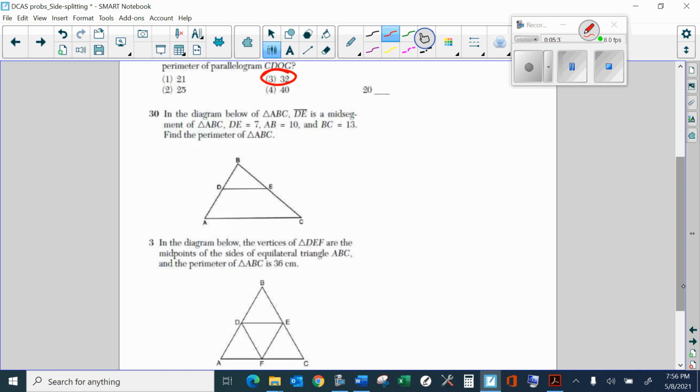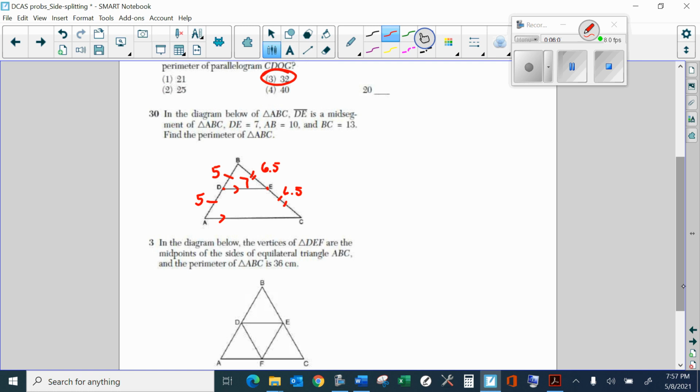All right, in the diagram below, DE is mid-segment. All right, it's called mid-segment, which makes it half and half again. These are midpoints. Therefore, this is parallel to this, and DE is half of AC. DE is 7, AB is 10, so it makes it 5 and 5. BC is 13, which makes this 6.5 and 6.5.